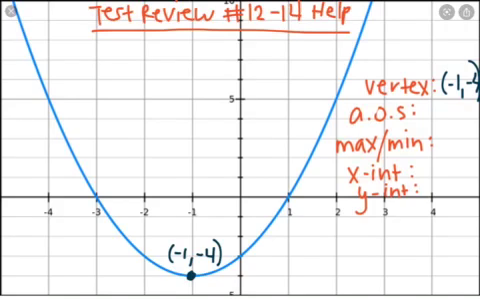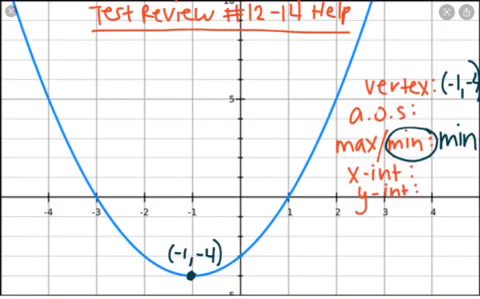Now, is this a max or a min? When it's at the bottom of your parabola, the lowest point, that would be a min. If it's at the highest point of your parabola, so if your parabola is going upside down, that's when you would have a max. So we have a min. That's what my vertex is.